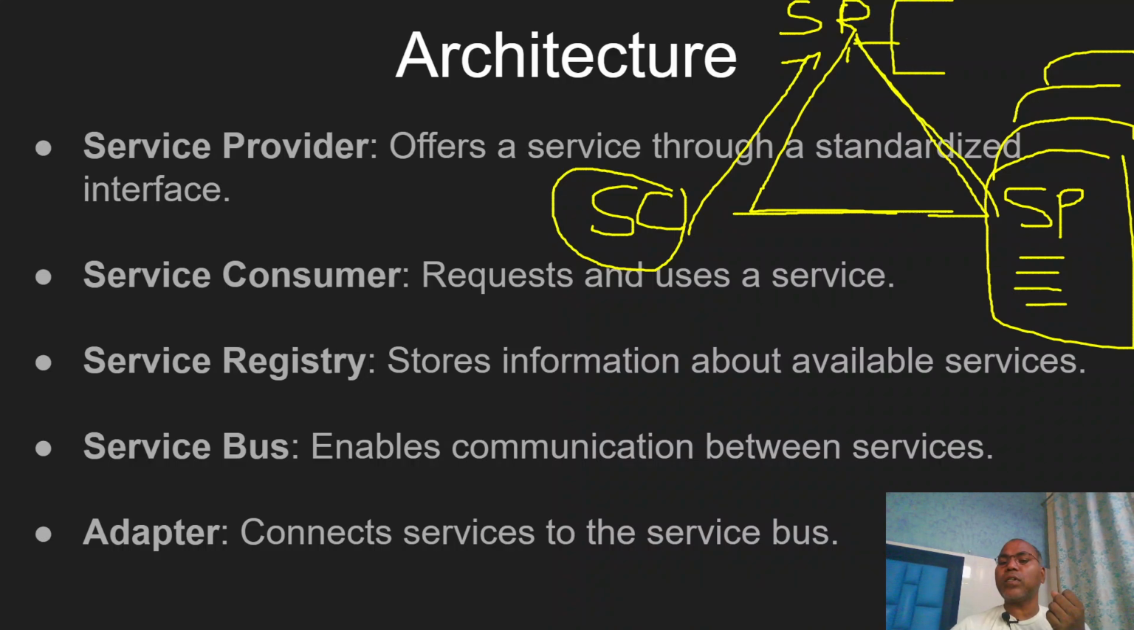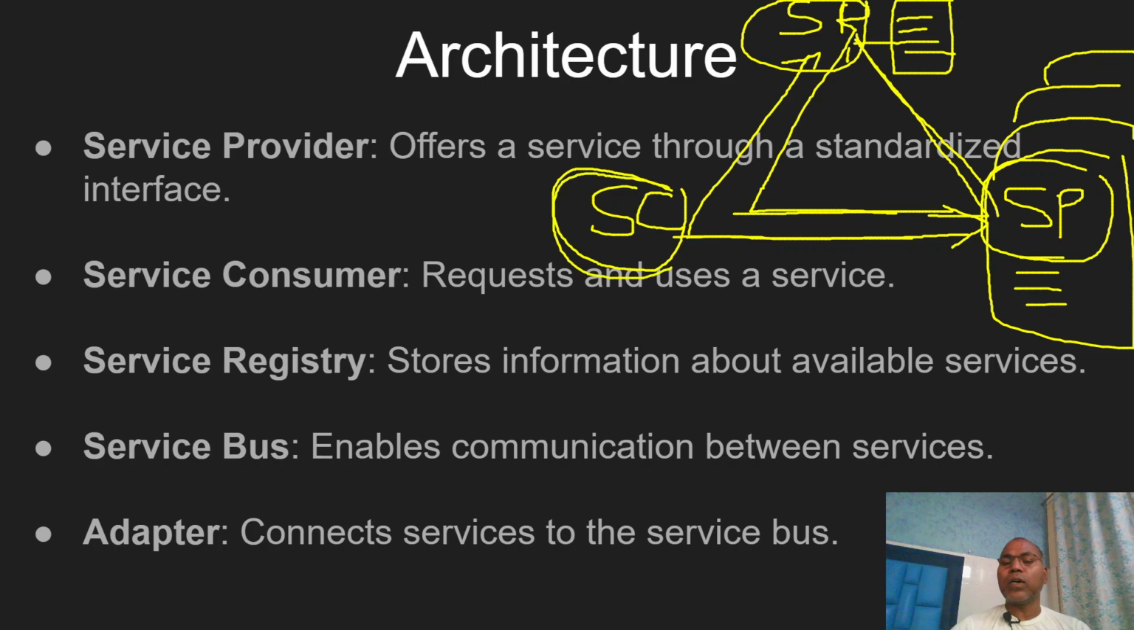The service registry keeps the metadata of all the services which are running and the standard protocol and standard interface they communicate with. Once a service consumer wants to talk, the service registry tells it, "Hey service consumer, this is your interface, and you can communicate with ABC service." After that, they establish the communication channel using the service bus. Then the service consumer talks to the service provider.